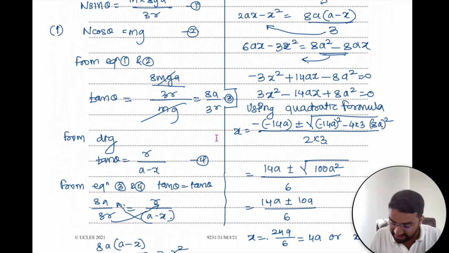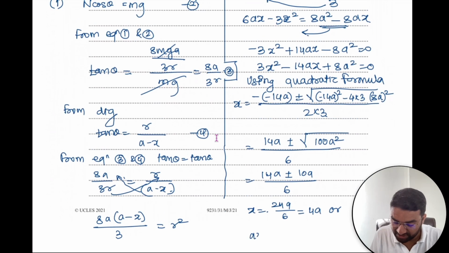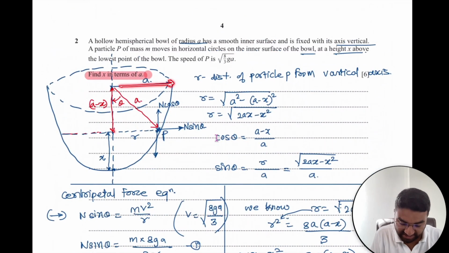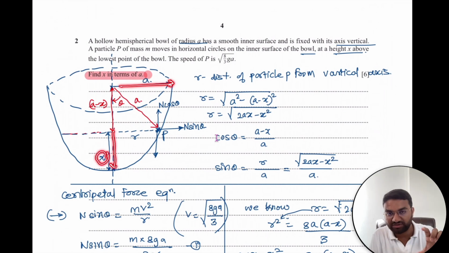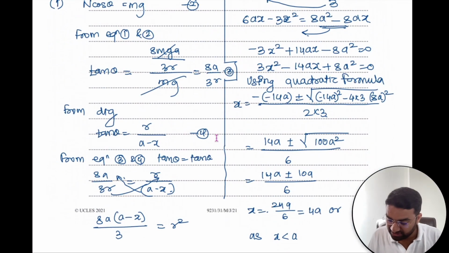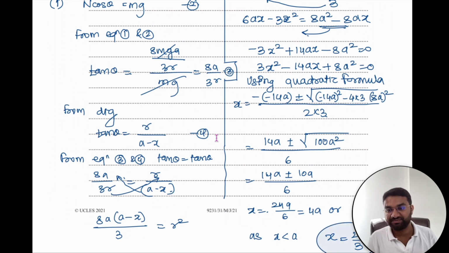Fine. So as in the given question, x is less than a. From the diagram, if you look at this one, here a is the radius and x is just a small part of this radius. And that's why x is less than a, so we have to accept just x is equal to 2a upon 3, this value. All right, so that's it. Fine, this is the answer.